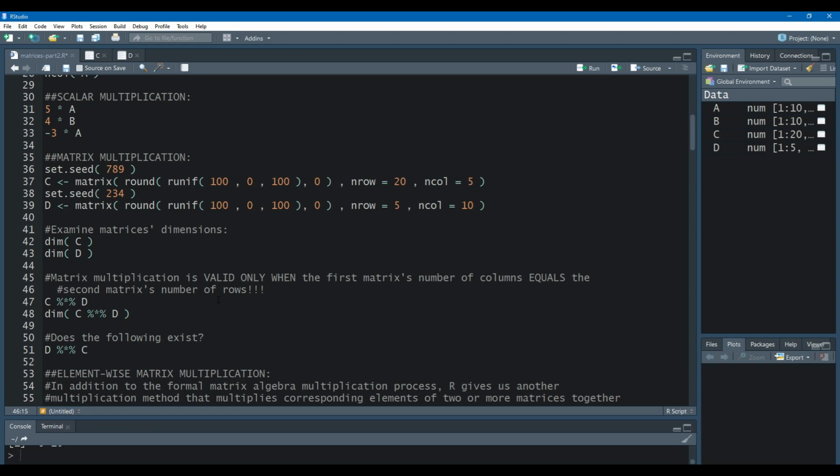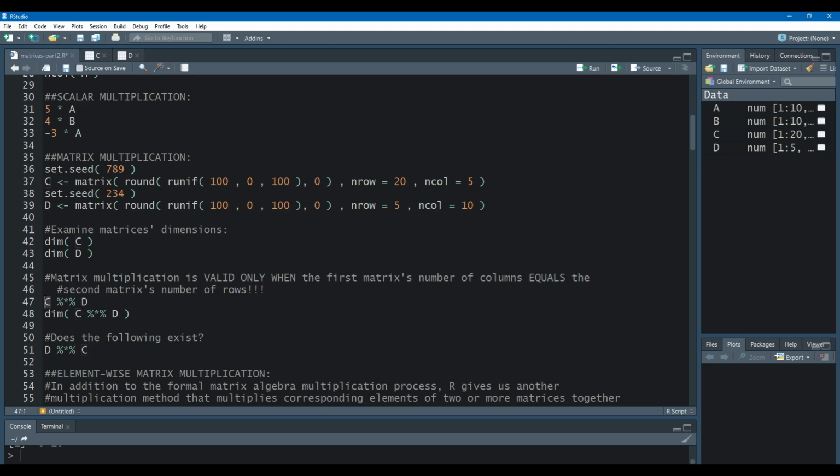Always remember from linear algebra that matrix multiplication only works when the first matrix's number of columns is equivalent to the second matrix's number of rows. So this is a hugely important concept. If you try to multiply two matrices where the first matrix's number of columns is not the same as the second matrix's number of rows, you're going to get an error. It's invalid, it doesn't work, because it's not possible. So that's a key concept of matrix multiplication, and we perform matrix multiplication by specifying percent, asterisk, percent.